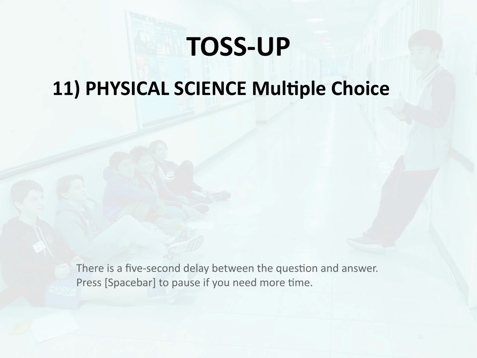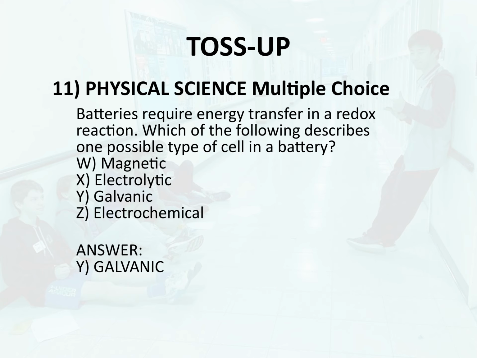Toss-up 11. Physical science. Multiple choice. Batteries require energy transfer in a redox reaction. Which of the following describes one possible type of cell in a battery? W. Magnetic, X. Electrolytic, Y. Galvanic, Z. Electrochemical. Answer. Y. Galvanic.